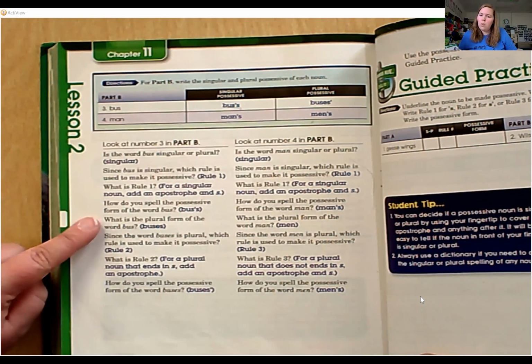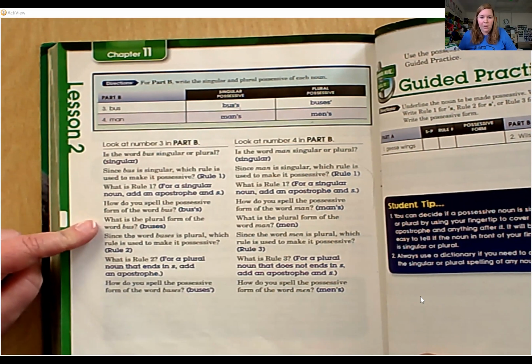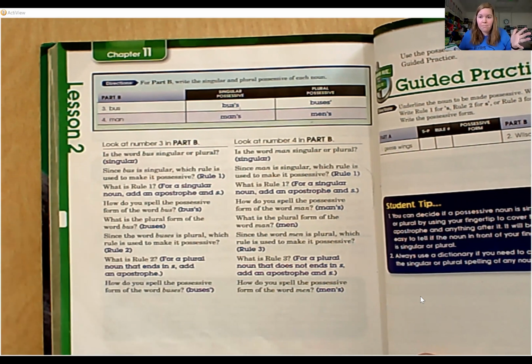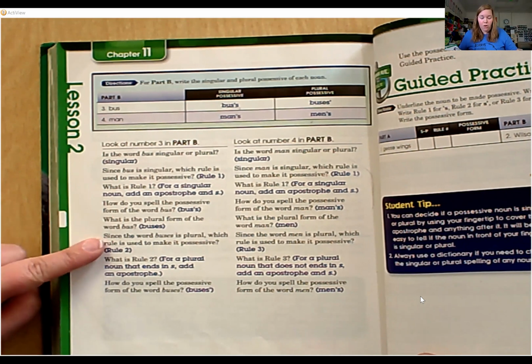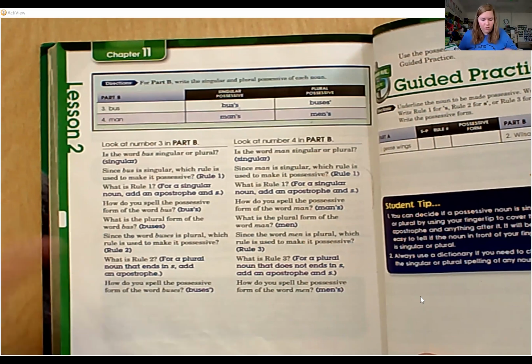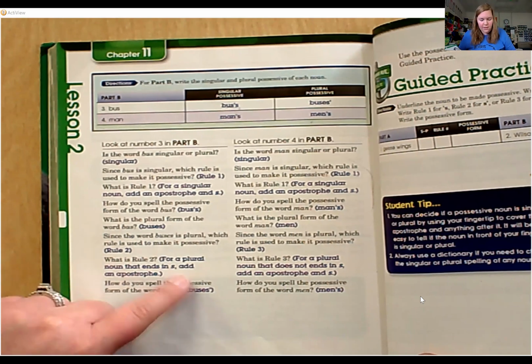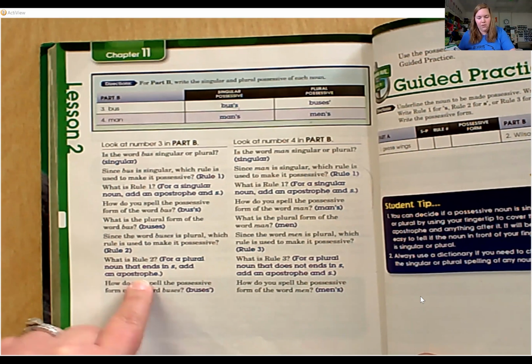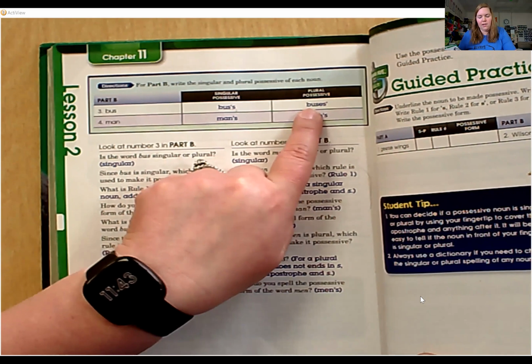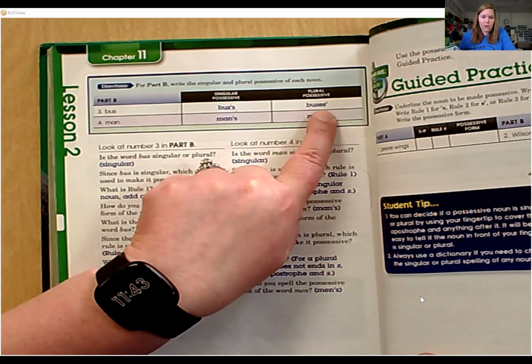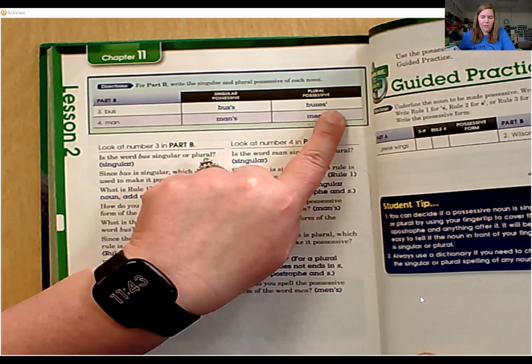Okay. What would be the plural form of bus? One bus, many buses, right? Since the word buses is plural, which rule is used to make it possessive? Rule 2, right? Buses ends in S, add an apostrophe. So buses for the plural possessive is B-U-S-E-S with an apostrophe at the end.